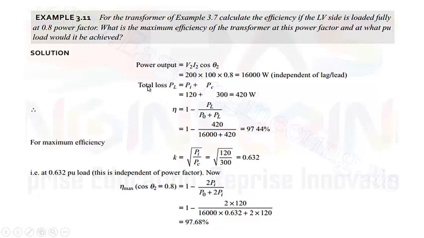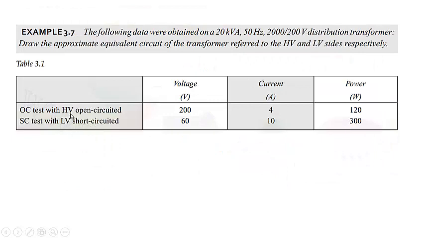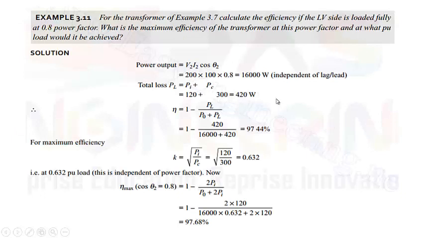Now the total power loss will be PL, Pi plus PC. Pi is the open circuit power, that is 120. PC is the short circuit power, that is 300. That is 420 watts. So efficiency will be simply output divided by output plus losses, or 1 minus PL, that is losses divided by output plus losses. So it comes out to be 97.44%.